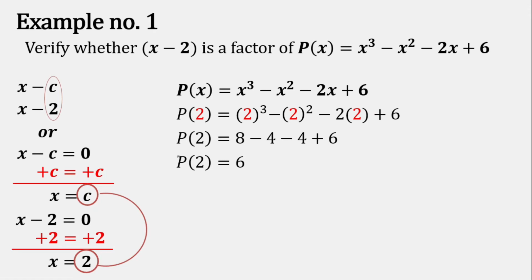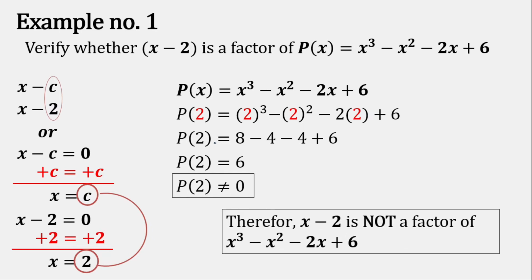Now, remember, if P of 2 is equal to 0, then therefore it is a factor, since the value is the remainder. But since P of 2 is not equal to 0, therefore x minus 2 is not a factor of the polynomial x cubed minus x squared minus 2x plus 6. It is not a factor.